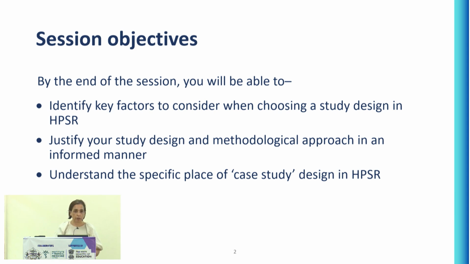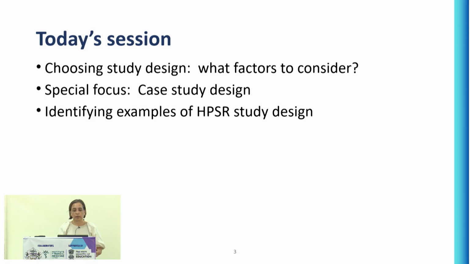So I don't need to tell you what an observational or an experimental design is, or a cross-sectional study or a prospective study. So we're not going to go into that. We're not going to go into the basics of study design. We're going to talk about some specific study designs that are really important for the type of research we're doing when we look at systems and policy initiatives. So first we're going to talk about what to consider when you're choosing a study design. Then we'll do a little bit focusing on case study design. And we will then go through some papers and try to identify what study design is in question.